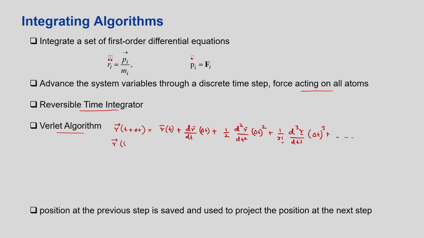Now, I can also write for t minus delta t. Everything is the same, but the signs alternate: minus the first term, plus half of the second term, and minus 1 by 3 factorial of the third. Everything is the same, only there is a change in the sign. Now, add these two. I have expanded the coordinates at t plus delta t and t minus delta t. If you add these two, you will get r of t plus delta t plus r of t minus delta t.